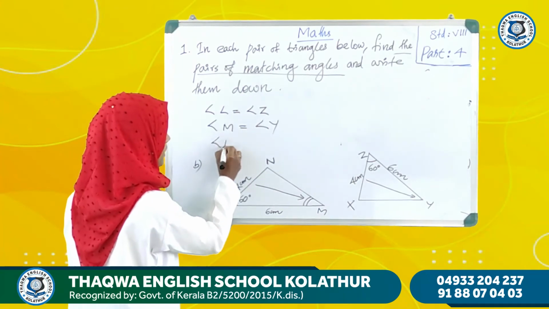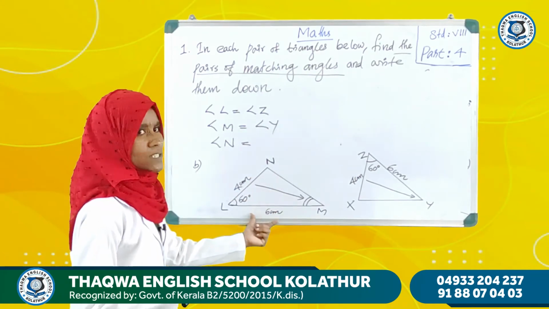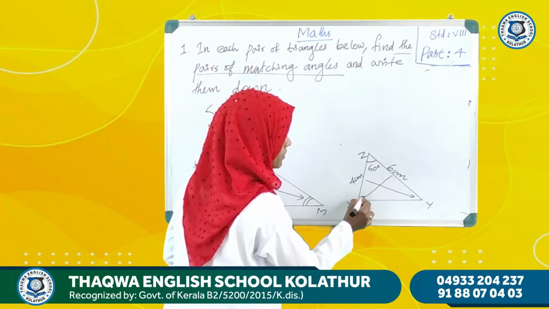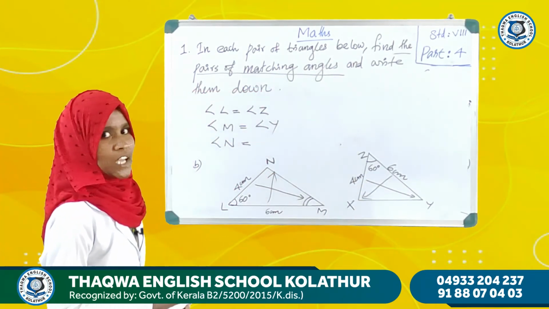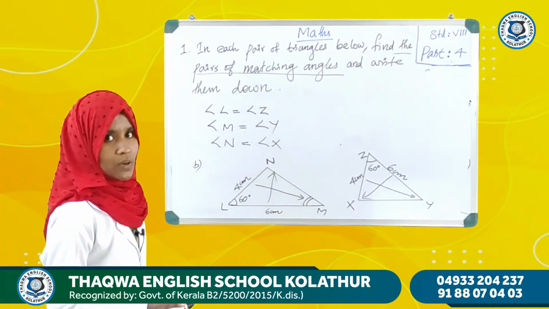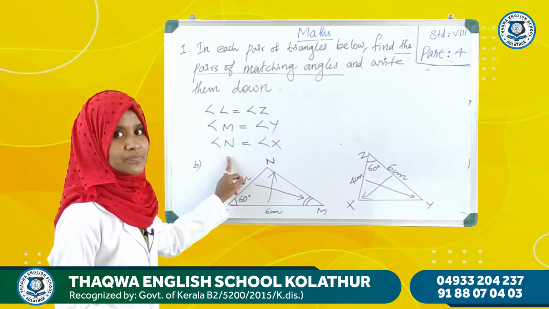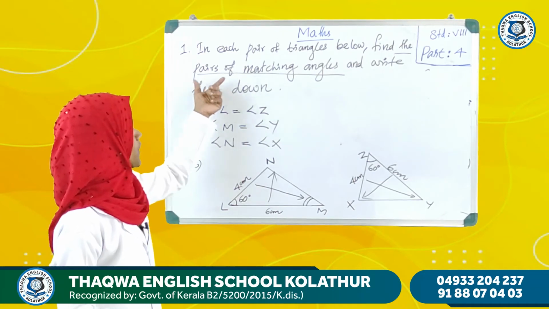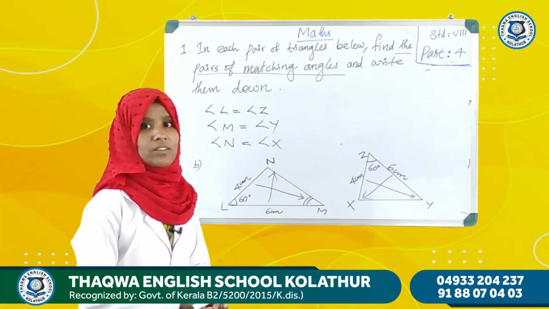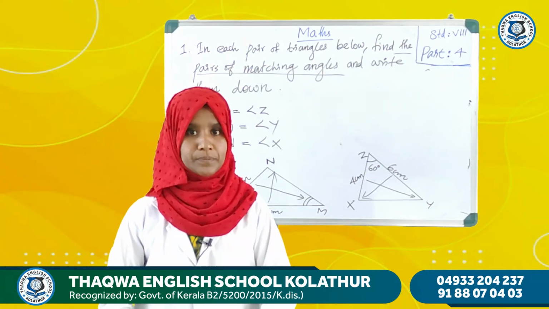The next angle N. Angle N is opposite to the side LM. Here angle X is opposite to the side ZY. Okay, clear? Any doubt? Can you understand how to find the pairs of matching angles from the given pairs of triangles? Are you sure? Yes? Okay.